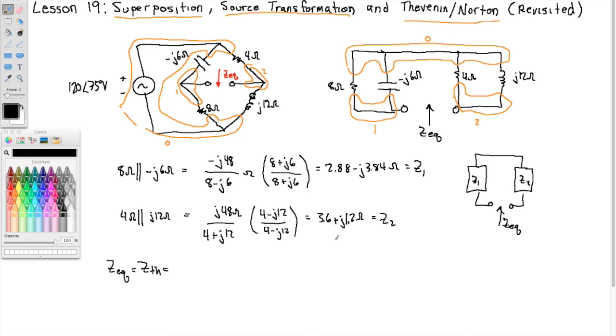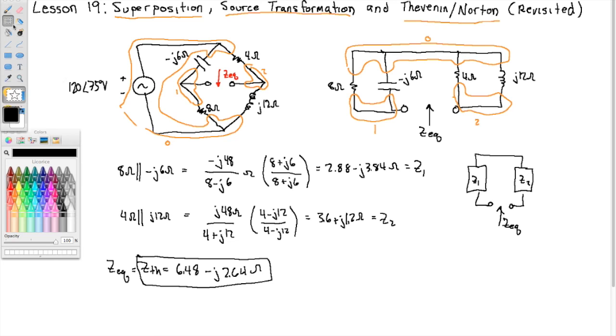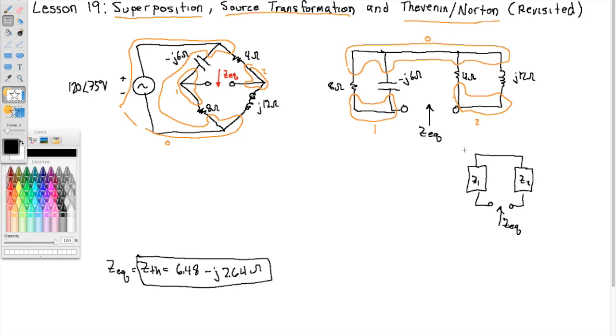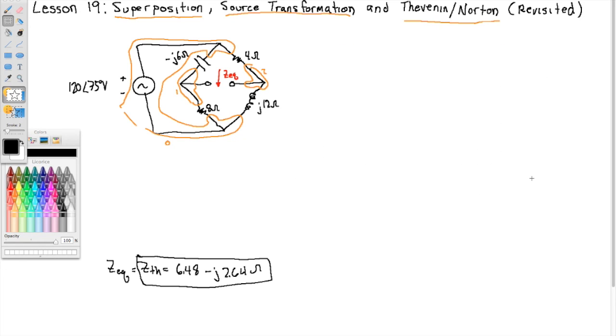So if I add those two together, I get 6.48 minus J2.64 ohms. So there's half of my answer. I'm trying to find the Thevenin equivalent, so I need the Thevenin impedance. Next, I need the Thevenin voltage. So let me erase some of this, get some space, and I'll keep the answer.